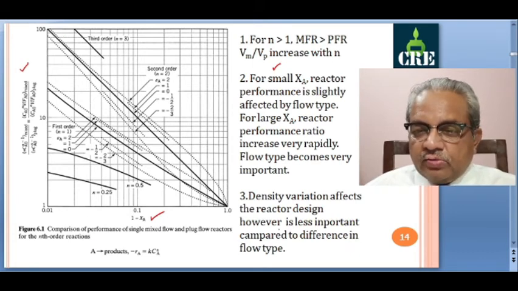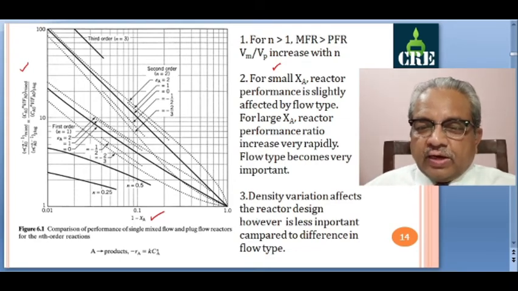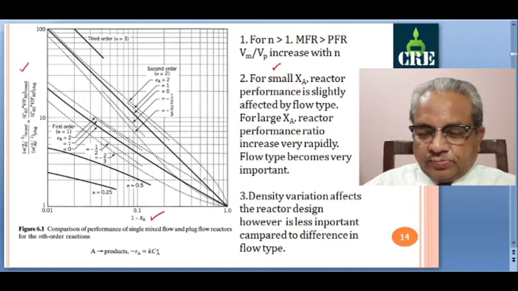So the third point that we have already seen: density variation affects the reactor design. However, as compared to the difference in flow type, its effect is much less. So you can ignore that to some extent. Design will not be affected much.